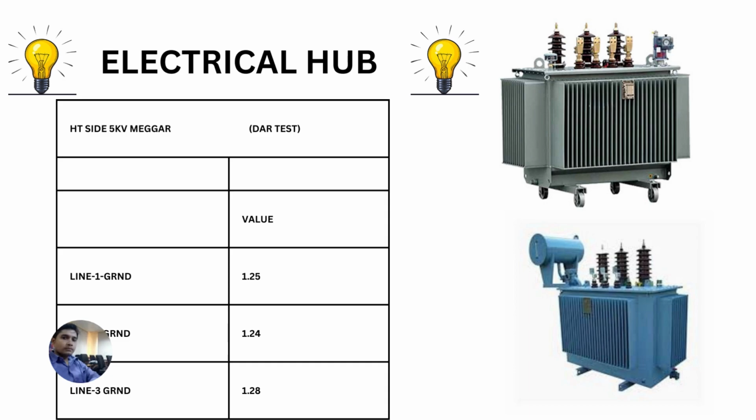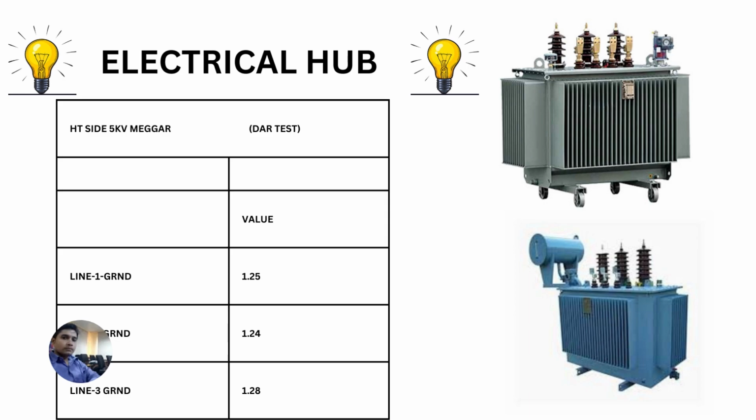Here is one of the DAR test values of the HT side, which is done with the 5 kV meter. So line 1 to ground, when done, is 1.25, 1.24 and 1.25.